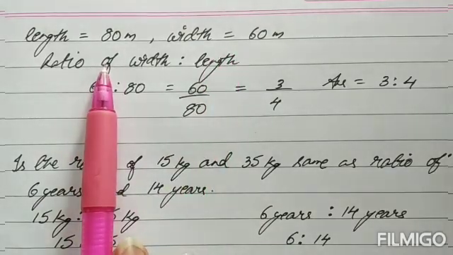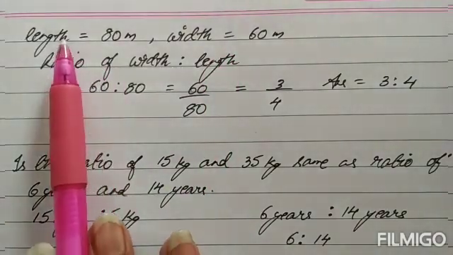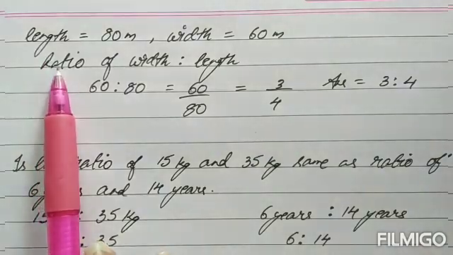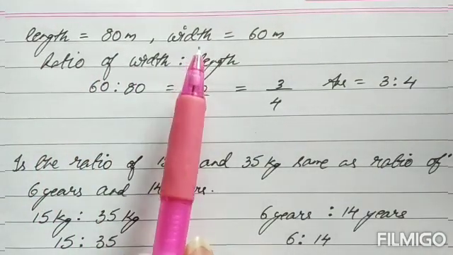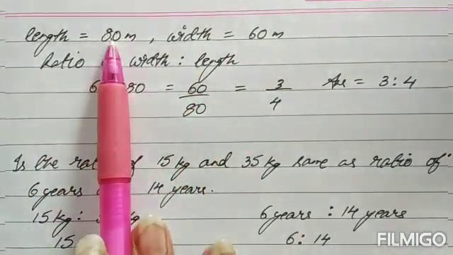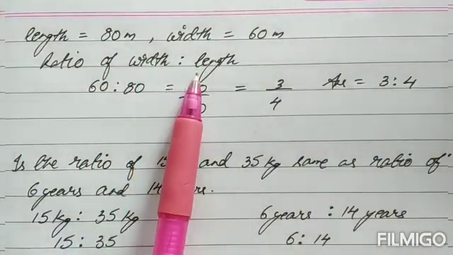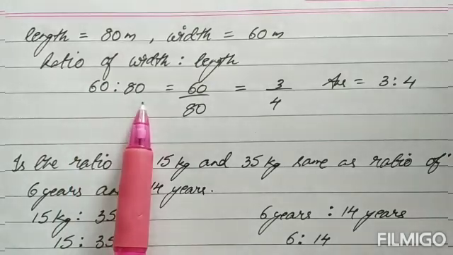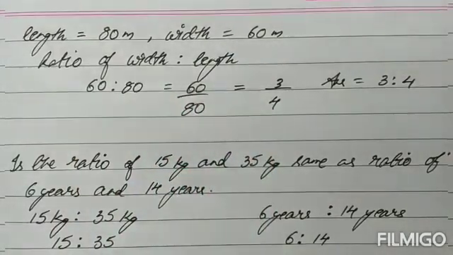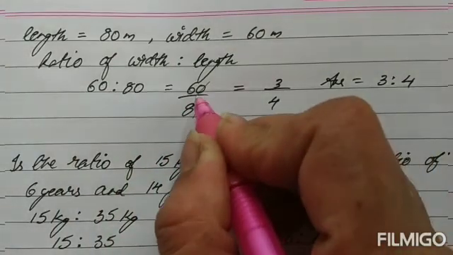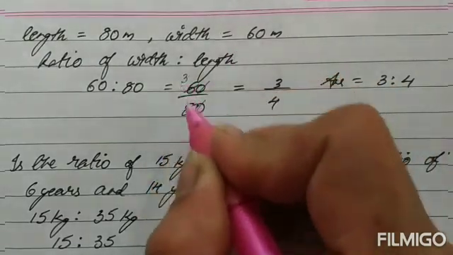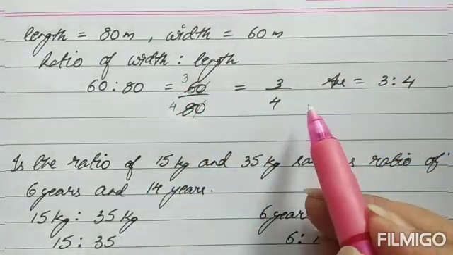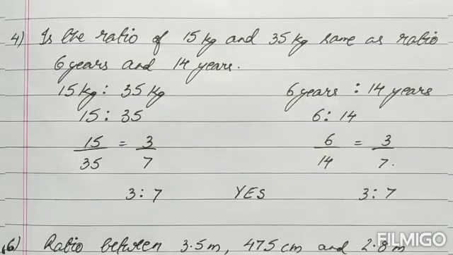But one thing you should keep in mind, children, the question is asking us the ratio between width to length. So first you need to write the width and then you need to write the length. So width is 60 and length is 80. So 60 is to 80 will be 60 upon 80 and reduce it. Again 0 and 0 can get reduced. 2 3s are 6 and 2 4s are 8. So our answer becomes 3 is to 4.